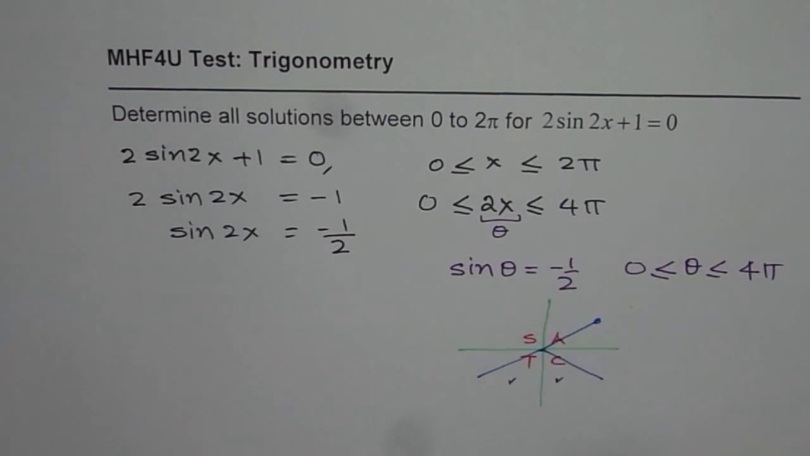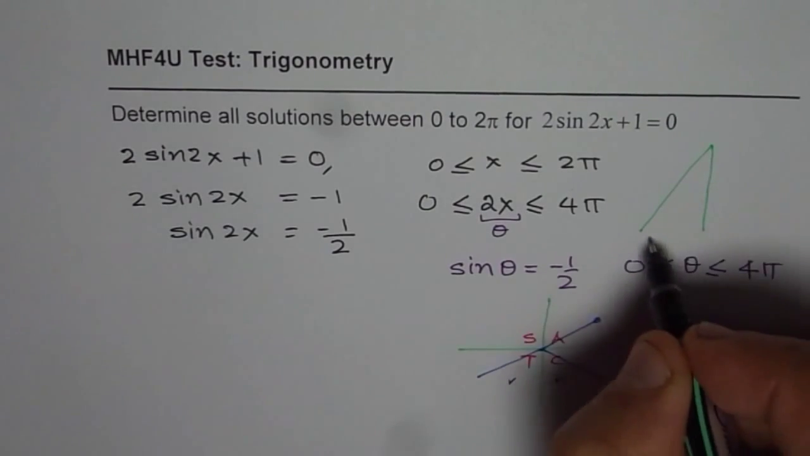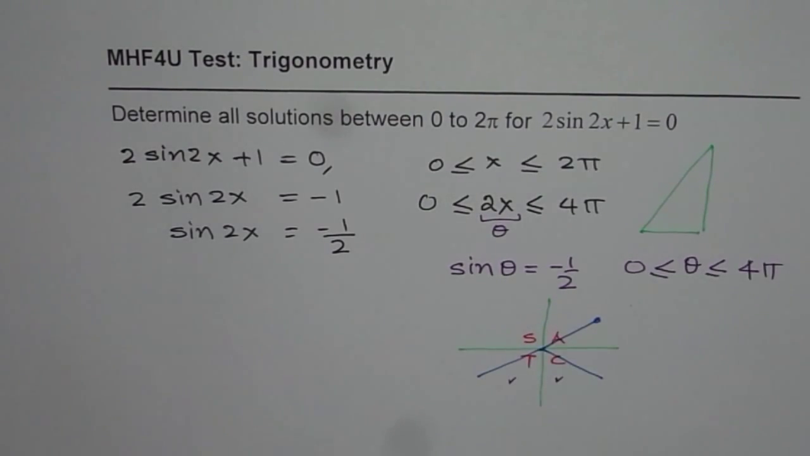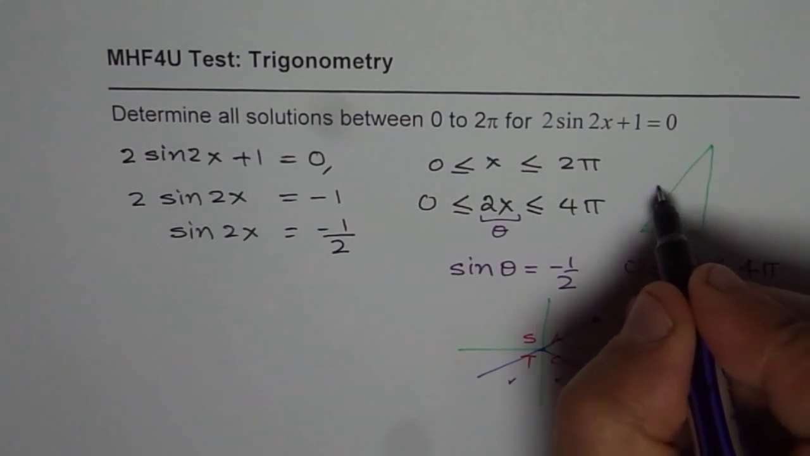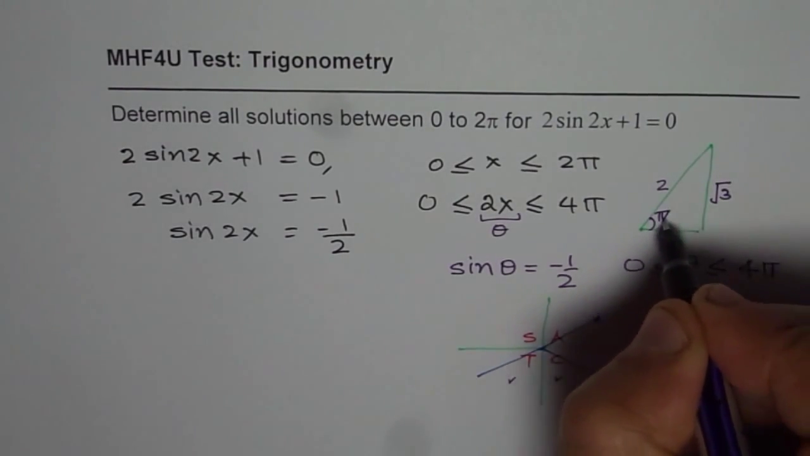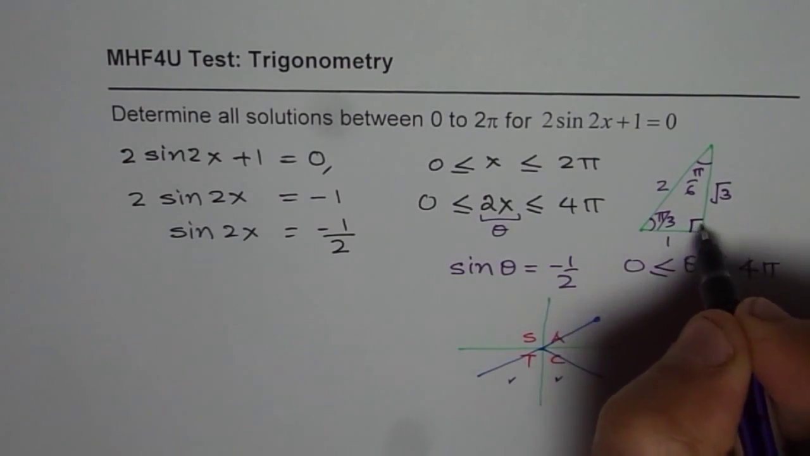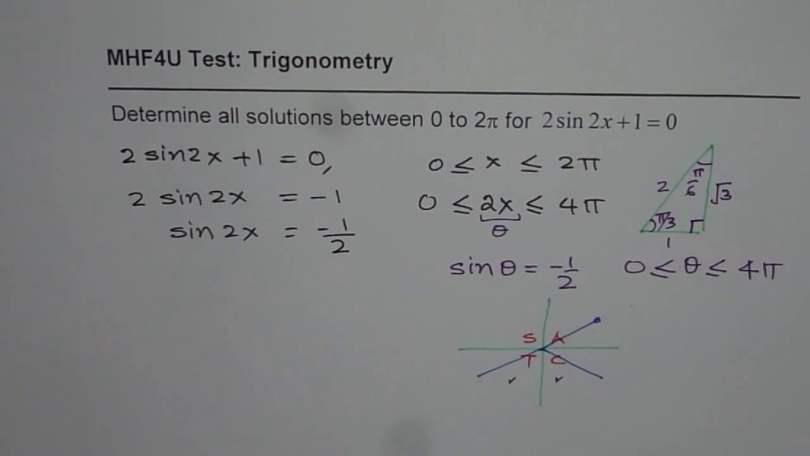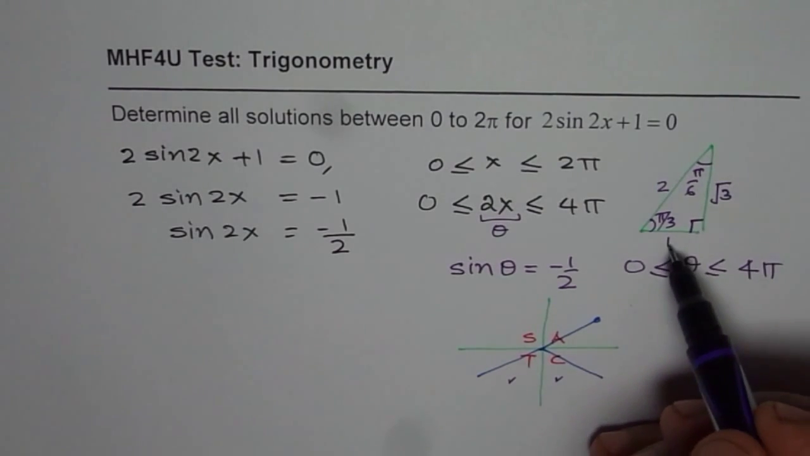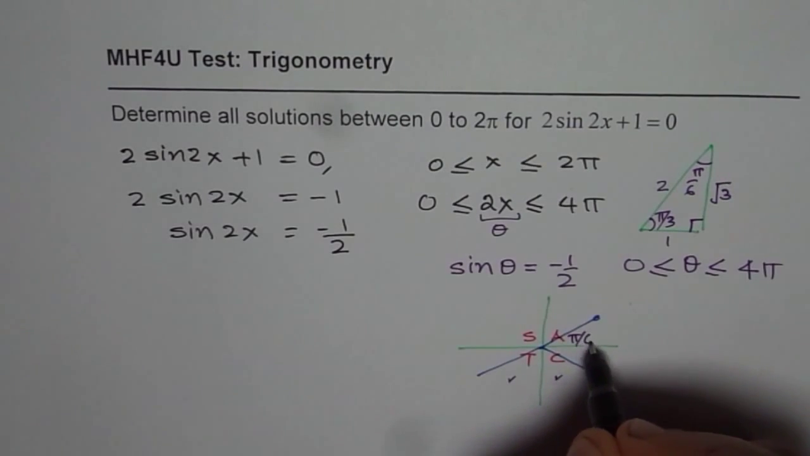You can always use your calculator, but this one you could also do with special triangles, right? So let me use special triangles. As we just remember, it is 2, 1, square root 3, and the angles are pi by 3, pi by 6 and 90, pi by 2. So sine is half, that is opposite over hypotenuse, for pi by 6. So this angle for us is pi by 6.